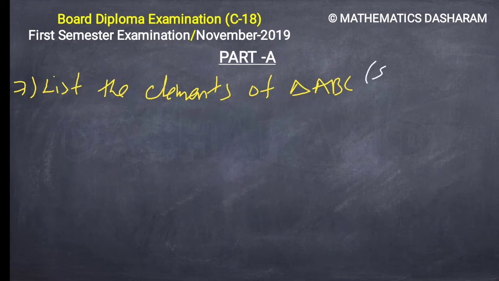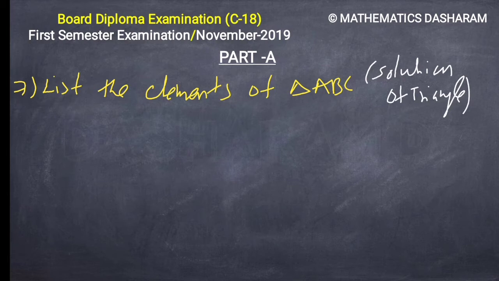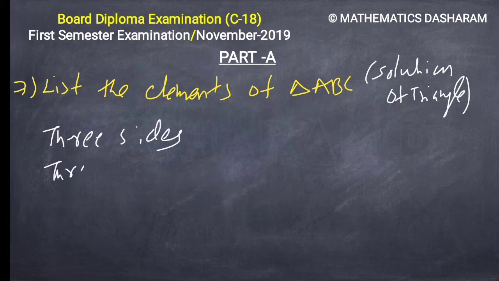Next, seventh question is, list the elements of the triangle ABC. So this is a question from the solution of a triangle chapter. The 3 sides and 3 angles of triangle ABC are called the list of the elements of triangle ABC.